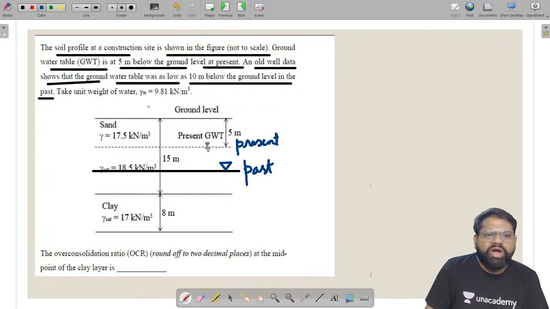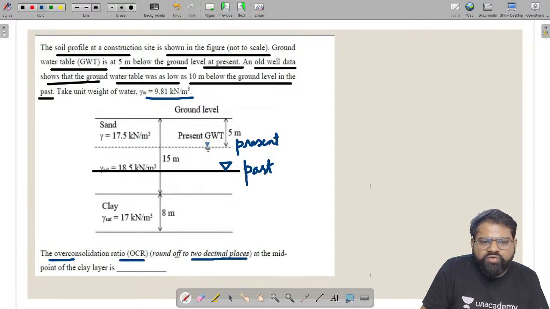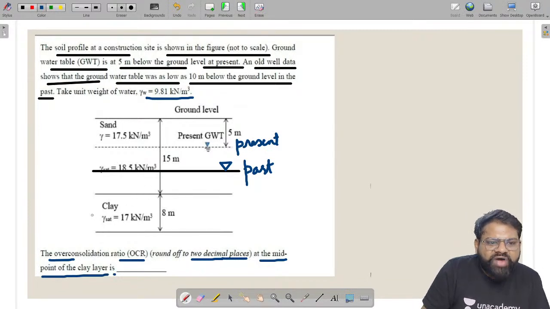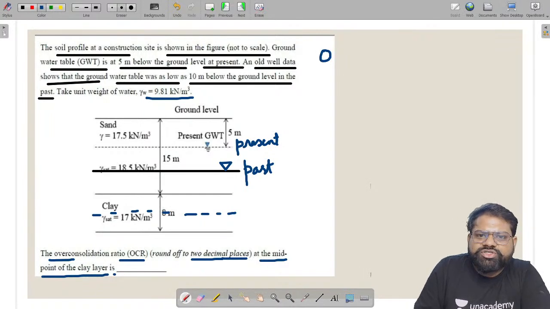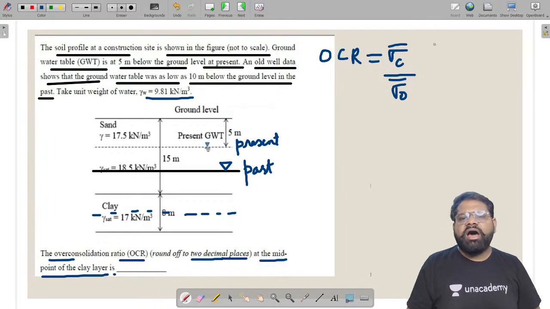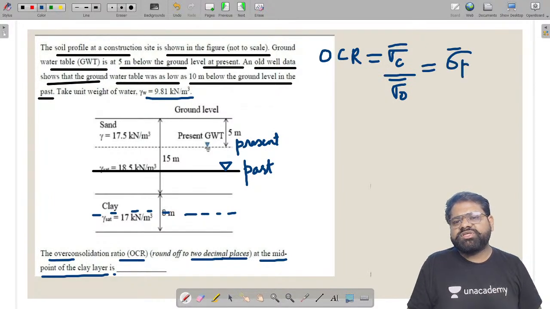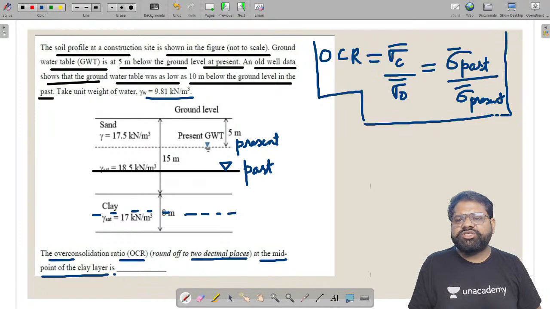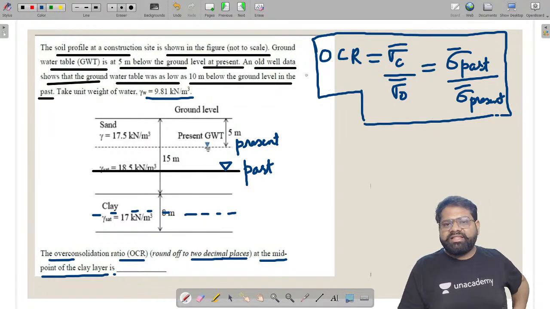Okay, very good. Now gamma w is equal to 9.81. He is asking for the over consolidation ratio rounded off to two decimal places at the midpoint of the clay layer. You have to find the over consolidation ratio at the center of the clay layer. As we know, over consolidation ratio is equal to sigma c bar divided by sigma naught bar. What is sigma c bar? It is the maximum effective stress the soil has withstood in its history, in its past, divided by the present effective stress. What is sigma naught? Sigma naught is how much stress is acting at that point at present. The ratio of these is the OCR, which you have to find at the center of the clay layer.